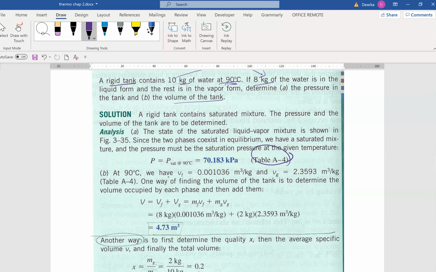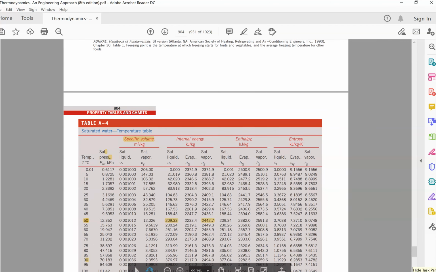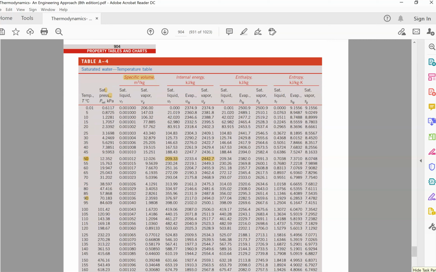Next, part B is asking for the volume of the tank. You remember what they said? 8 kilograms is liquid, so the balance, 2 kilograms, is vapor, right? So you go back to the table. You take a ruler, you highlight, you place your ruler and you read here. You have your VF and your VG.